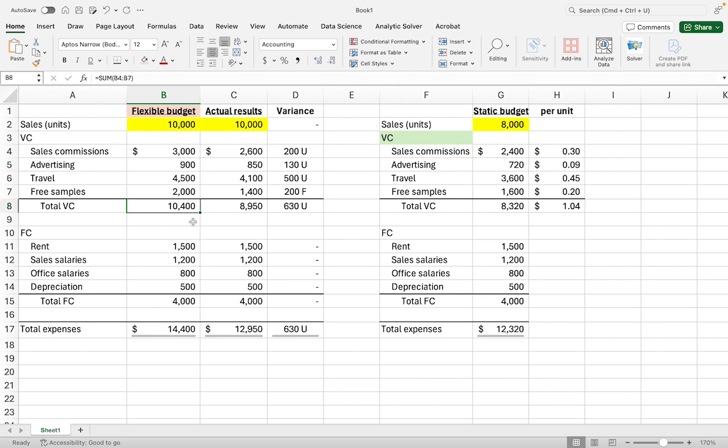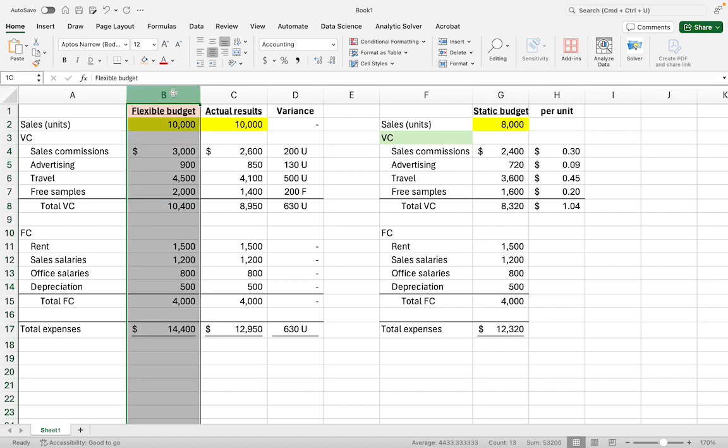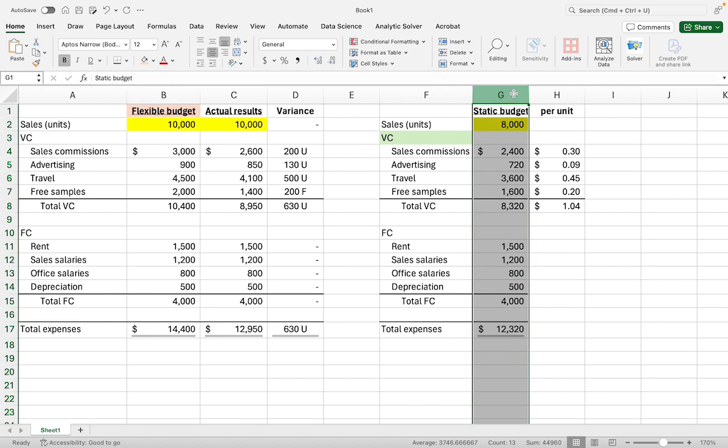$10,400. So if we had known that we were going to sell 10,000 units, this in column B is the budget we would have set up if we had known what the sales volume was going to be. That's exactly what we would have created. It's using the same assumptions that the original budget used, which is our variable costs are 30, 9, 45, and 20 cents per unit based on the activity, the item. And our fixed costs are those amounts because they're fixed and it doesn't matter how many we sell.